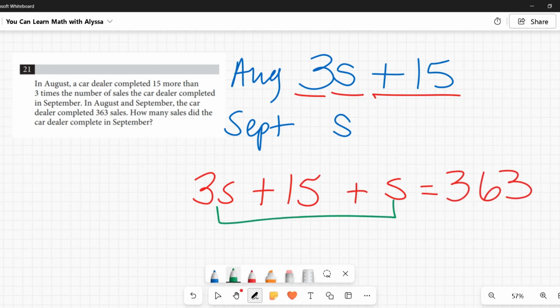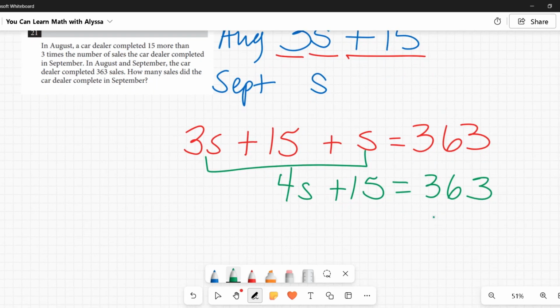So I can combine those two. 3S plus S is 4S plus 15 equals 363. Then to solve for S, I need to undo what's been done to S. So I'm going to subtract that 15.